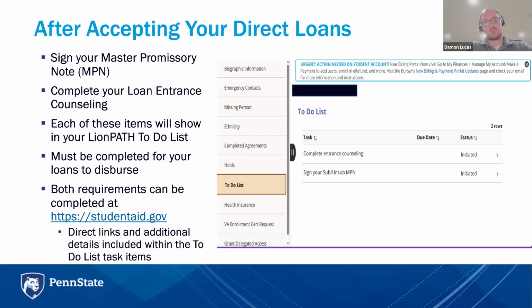You can go to studentaid.gov and complete those now. If you click on your to-do list, you'll also have the links there. Again, you definitely want to do your master promissory note and loan entrance counseling, as those are federally required items, and if they are not completed, the disbursement of those loans will not happen. So if you have not done so already, go on your to-do list and complete those items, or you can go to studentaid.gov and complete them there as well.